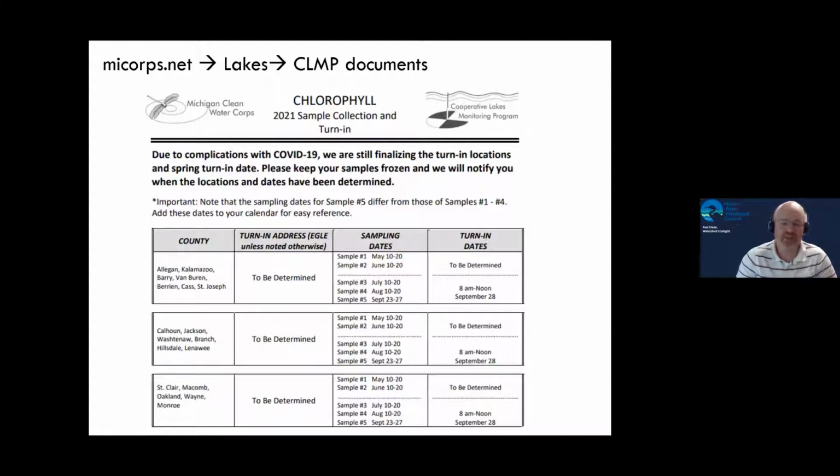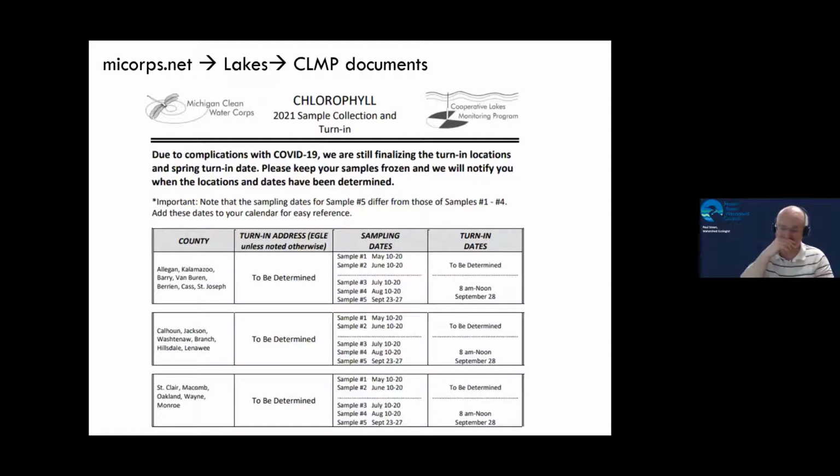Everyone samples the same thing for samples 1 through 4, and that is somewhere between the 10th and the 20th for May, June, July, and August. That is when you will be taking one of these samples. The 5th sample is set on the calendar to correspond when you take your summer phosphorus. So the idea is that you can just do it all at the same time.